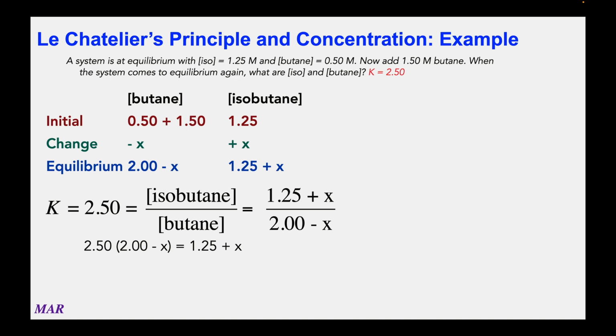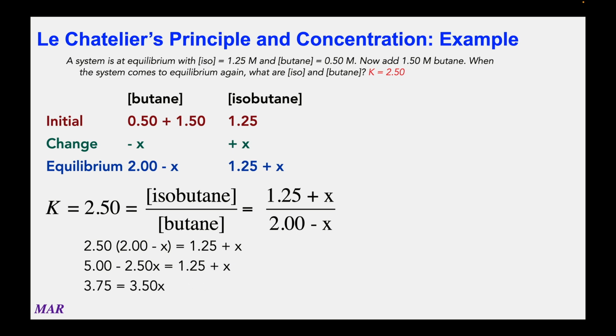From this point, you could use the distributive property, 2.5 times 2, and also minus X times 2.50. When you do that, you get 5 minus 2.50X, so 2.5 times 2 is 5, and 2.50 times minus X is minus 2.50X, and that still equals 1.25 plus X. So again, get all the X's on one side. I would add 2.50X to both sides to get the X's on the right. I would then subtract 1.25 from both sides to get all the numbers on the left.